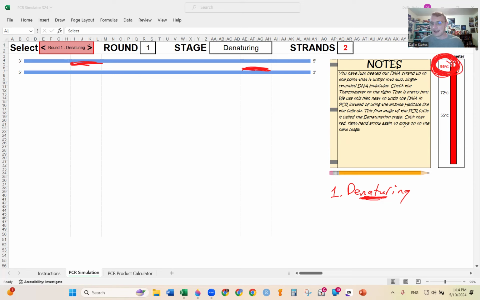And the whole point of heating it up to 95 degrees Celsius was so the DNA strands float apart from each other. So while we're at 95 degrees Celsius, those primers are not going to be able to stick to the DNA. So we've got to cool things back down again.